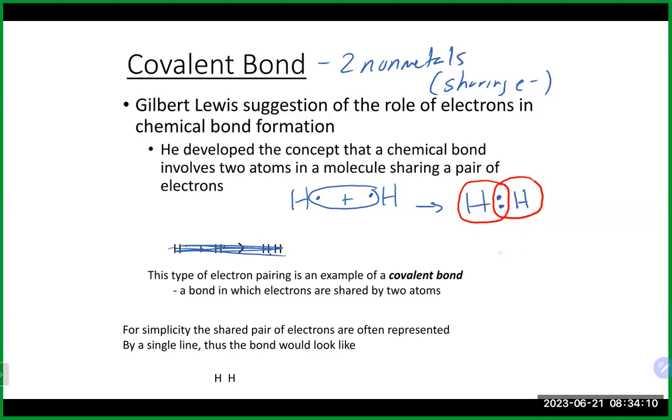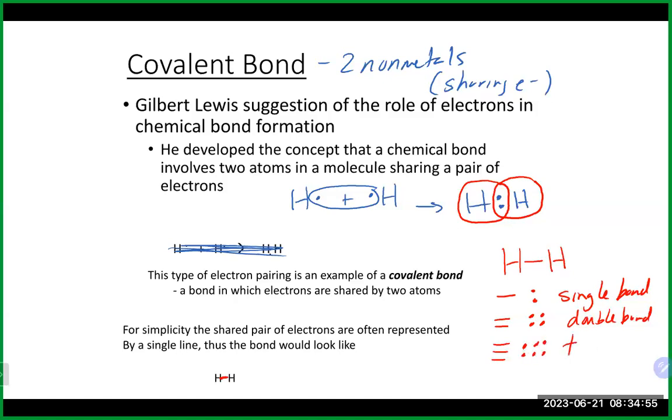In this case, you could also represent that as a line to indicate the sharing of electrons. One line represents two dots, which is a single bond. And as we'll see later on as well, we'll just preview, two lines represent 4 electrons or 2 pairs, and that's a double bond. And you could also represent bonding through 3 lines, which is a triple bond, which represents 6 electrons or 3 pairs of electrons.